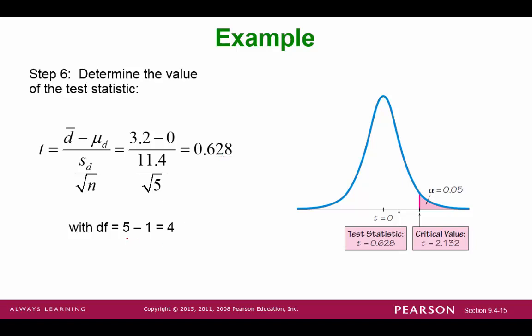And we're going to look at our table A3 with the degrees of freedom equal to 4 and an alpha significance level of 0.05, and we get a critical value of 2.132. Now our test statistic is 0.6, so that is not in the critical region. So our conclusion will be to fail to reject the null hypothesis. So this is if we were using the critical region method, critical values. So let's use our calculator to find the p-value.